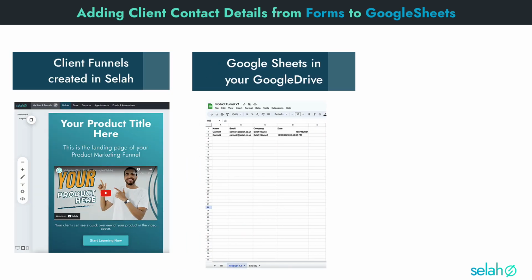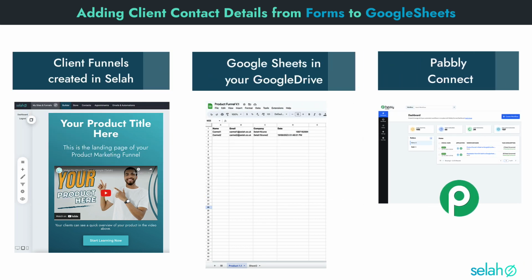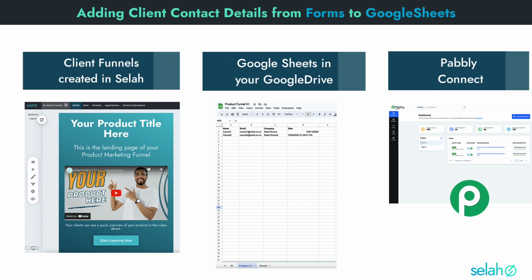Let's have a look at how you can add your client contact details when they sign up in a form created on Sealer to Google Sheets automatically. To have this done, you need your client funnels, which are created in Sealer. You need to have a Google Sheets in your Google Drive, and you need to have an account with Pabbly Connect. All three of these things will allow you to have an automatic process. So let's see how it works.